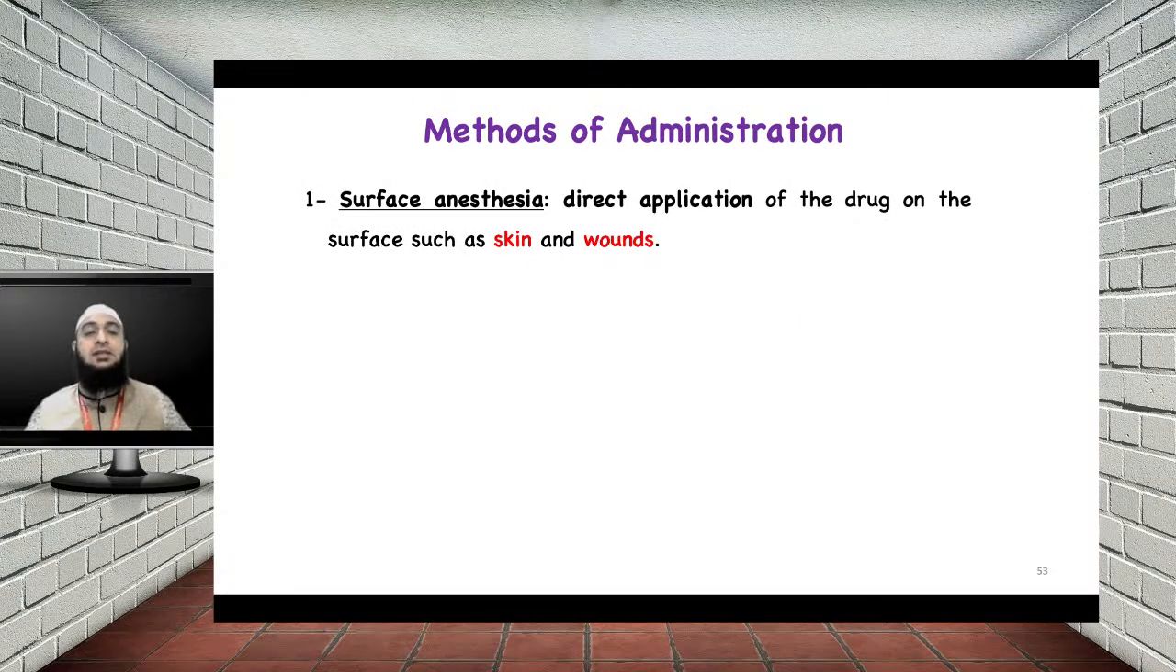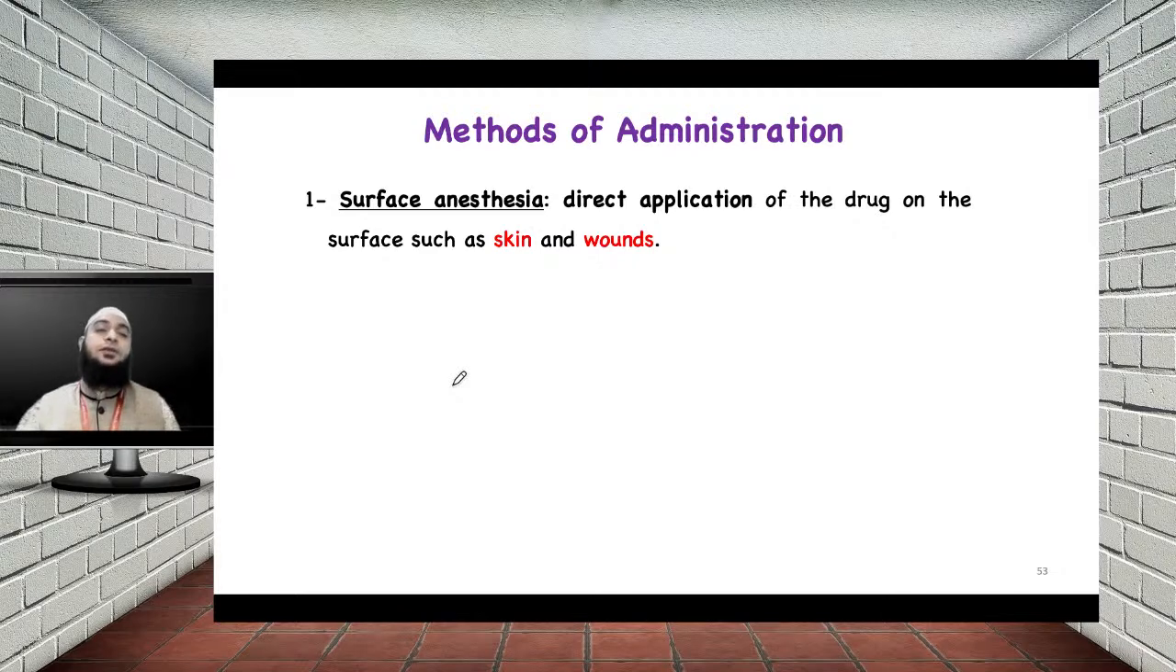Now lastly, we'll see the methods of administration of local anesthetics: how local anesthetics are given, and what are the different means and ways by which you can give local anesthetic, so that the particular anesthesia which is desired by the surgeon, or the person who is operating on the patient or doing minor surgery, can be achieved properly.